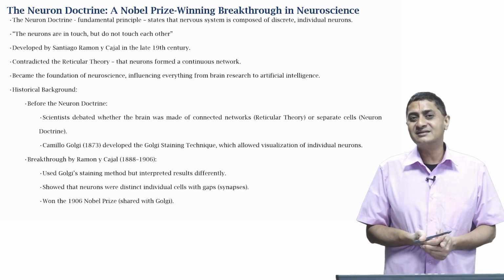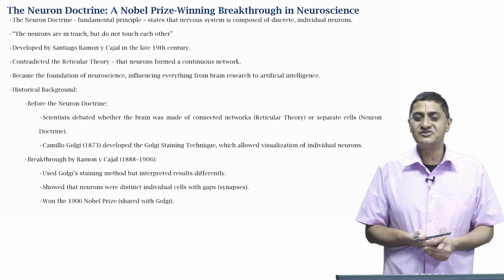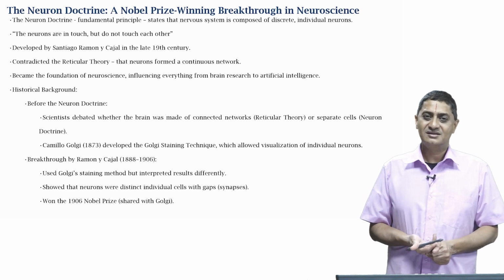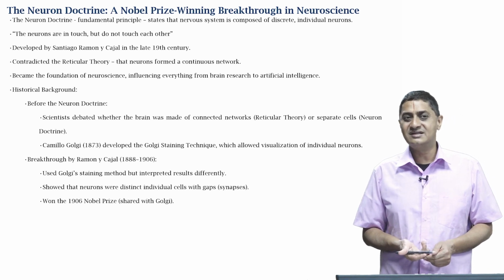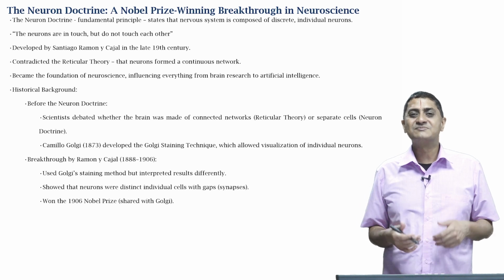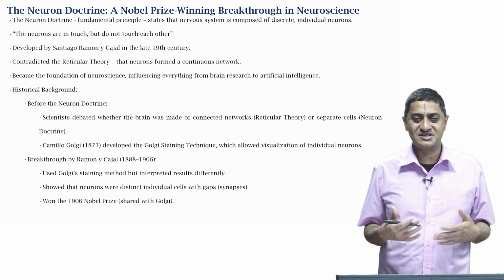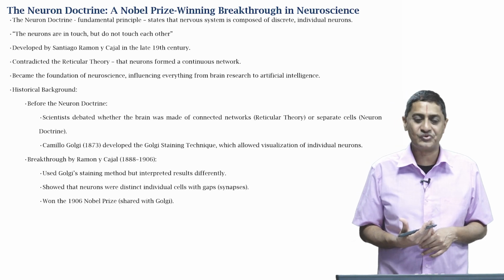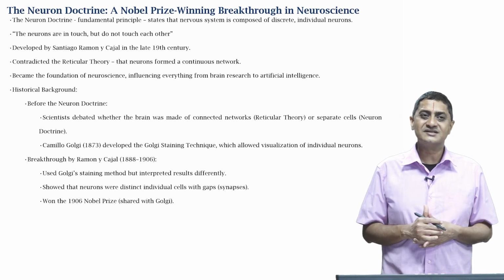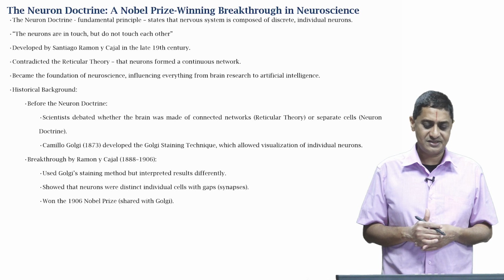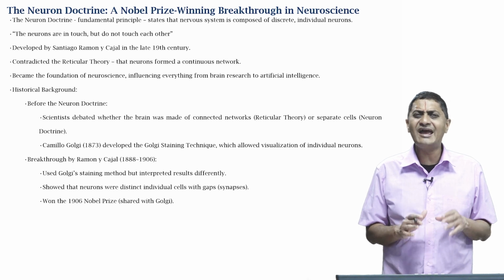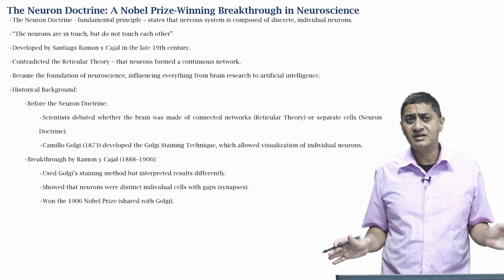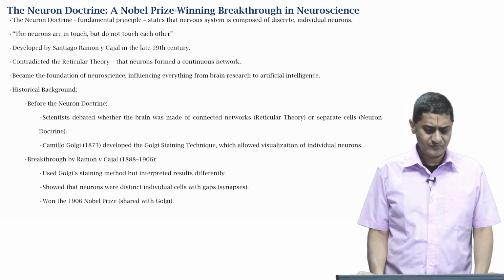The idea that how neurons communicate with each other, how they form networks, and the kind of communications that happen between them essentially defines the experiences, the decisions, and the perceptions the organism goes through. This essentially laid the foundation of modern neuroscience, influencing practically everything in brain research, even in artificial intelligence.